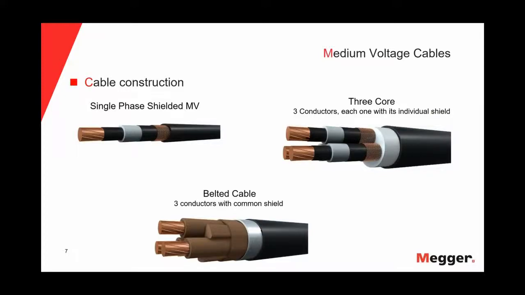Regarding the constructions of the cable, besides the previous one that was the single phase shielded medium voltage cable, we can have the 3-core cable in which we have 3 conductors and each one with its individual shield. And also we have the belted cable. In this case, we have 3 conductors, but we have a common shield. So these are the different cable constructions we can have in medium voltage cables.